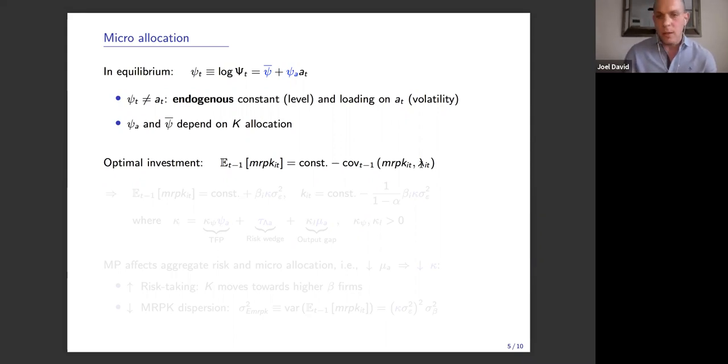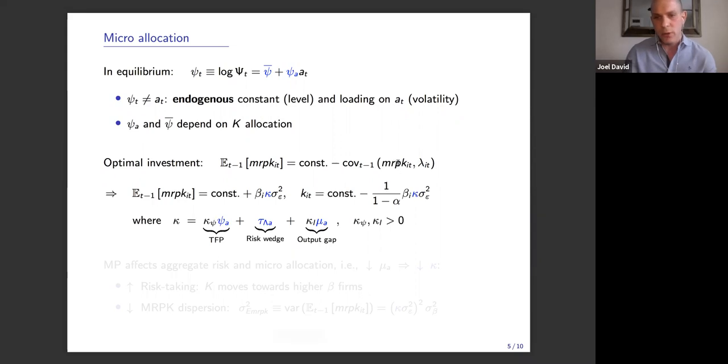It turns out in this simple setting, we can derive a sharp expression for the risk premium, this covariance term, which depends, of course, on the firm's beta. It depends on the volatility of aggregate shocks. And it depends on this term kappa, which I'll call a risk adjustment in the allocation. And kappa is going to turn out to be a sufficient statistic for capturing all the different sources of aggregate risk in the model.